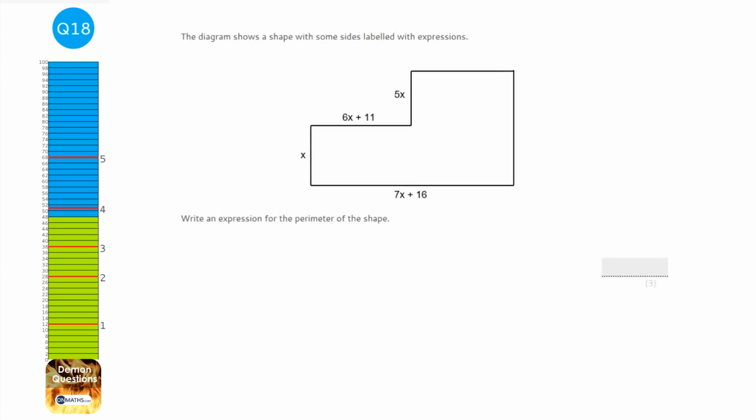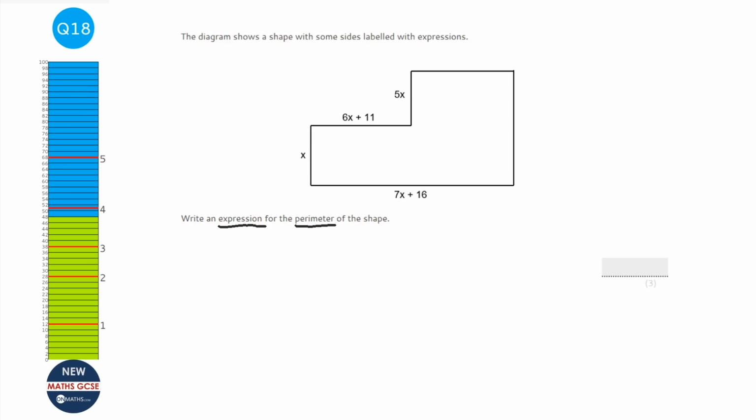Okay, so the first thing to realise with this question is what perimeter means. Perimeter is the distance around a shape. Now we've got a lot of x's and numbers, but it does say it wants an expression for the perimeter. So we're not looking for a number as an answer, we're looking for an expression, so letters and numbers.